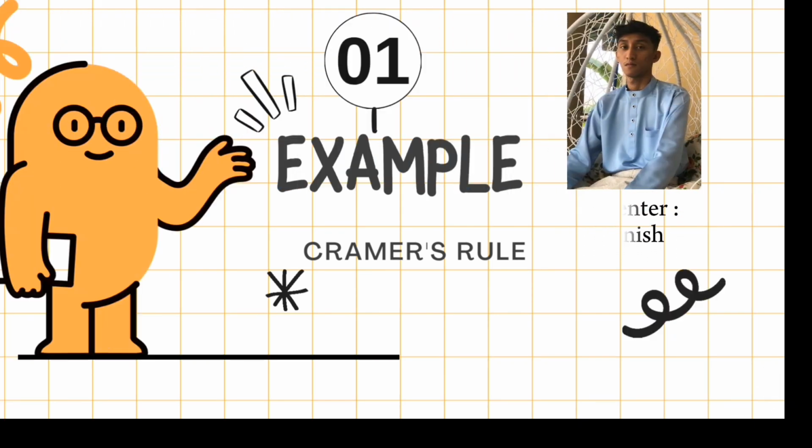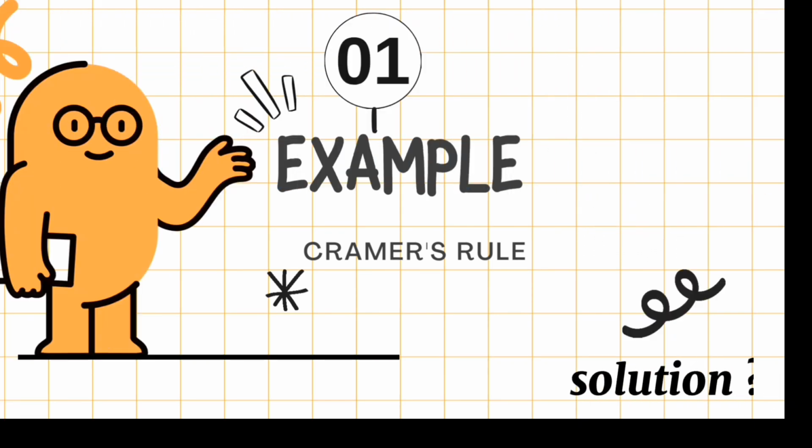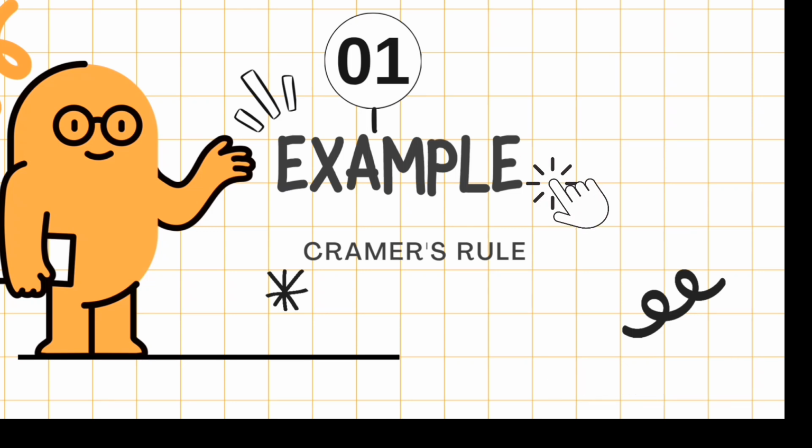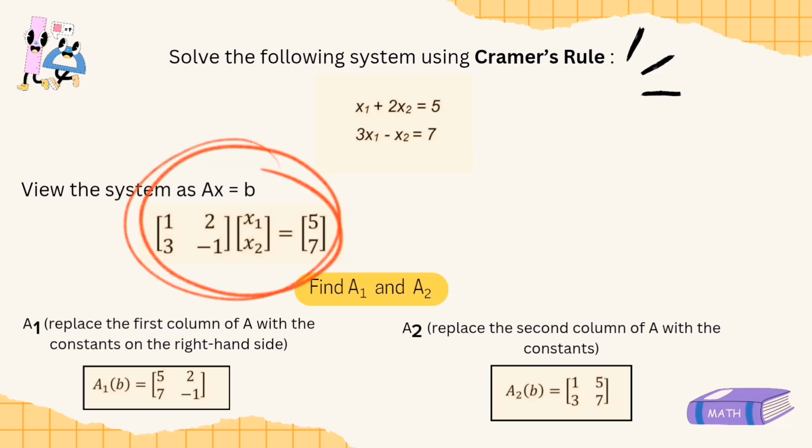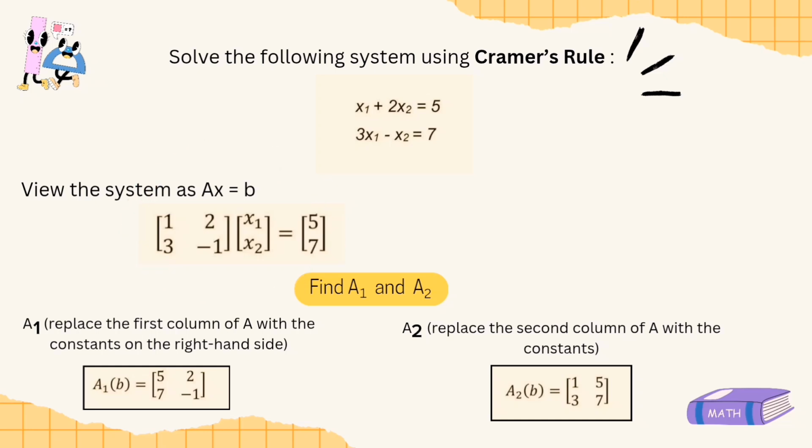Cramer's rule is a method that allows us to find the solution to a system of linear equations using determinants. Let's take a look at an example to understand how it works. We are given the following system of linear equations. Our goal is to find the values of x1 and x2, which are the solution to the system. First, we need to write the system in matrix form. We express the system as Ax equals b.